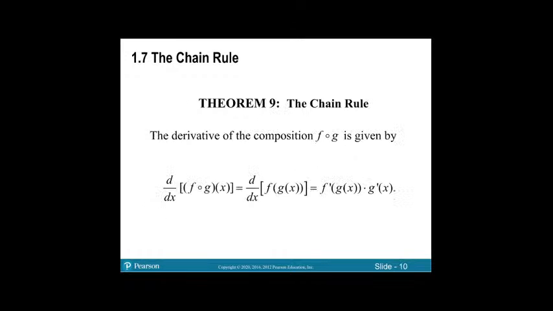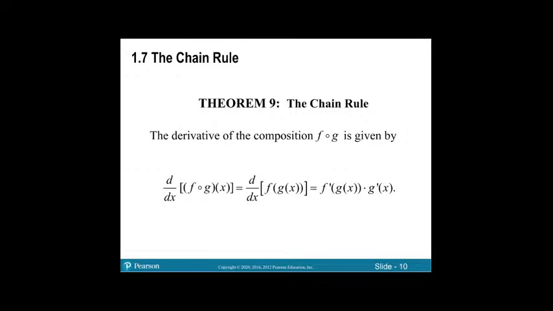So the derivative of the composition f compose g is given by, so the derivative with respect to x of f compose g of x is going to be d by dx of f of g of x. Okay, so the chain rule. Long story short, the chain rule says it's going to be the derivative of the outside function times the derivative of the inside function. So that's all the chain rule is. You just take the derivative of the outside function times the derivative of the inside function.